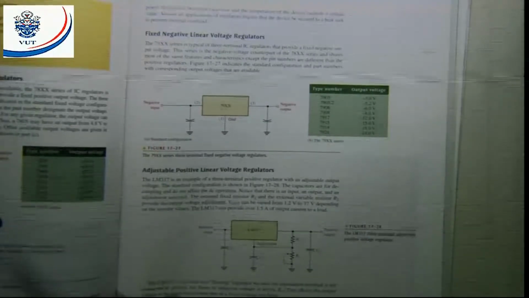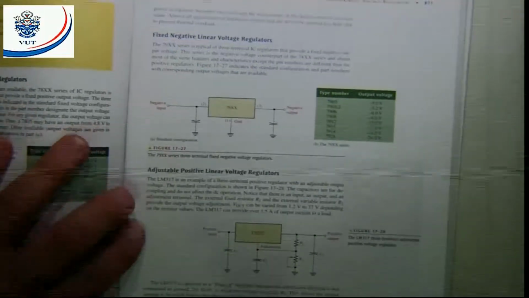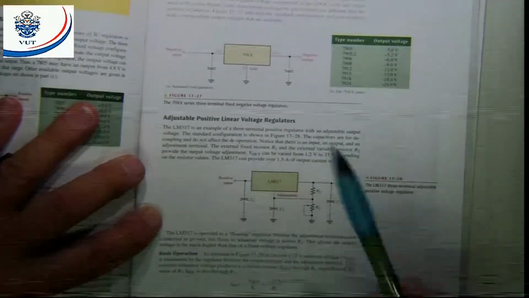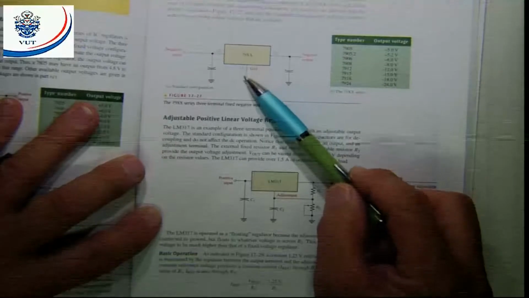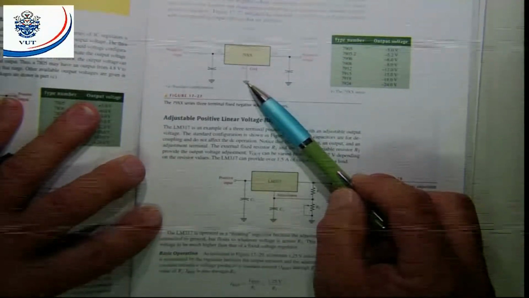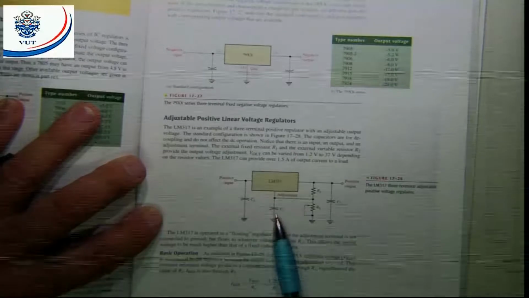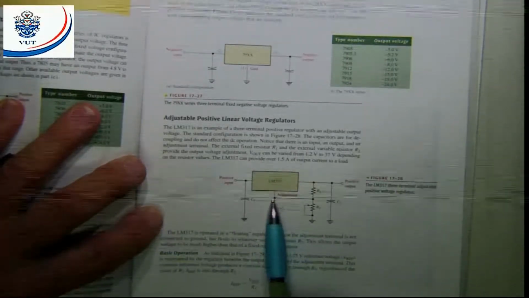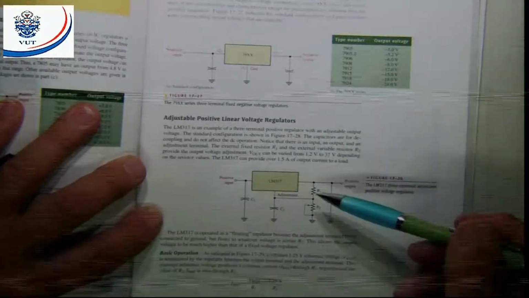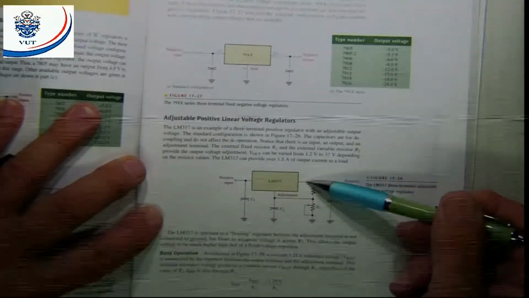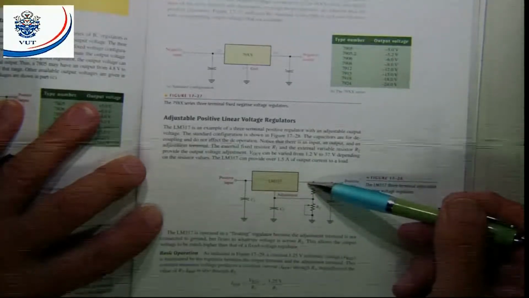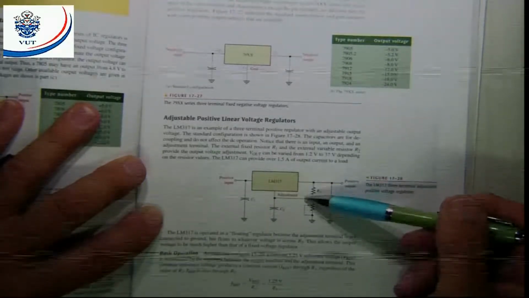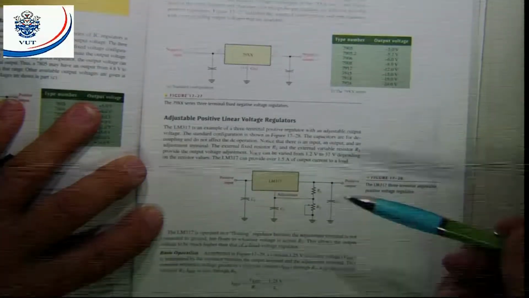Then we've got adjustable positive linear voltage regulators. Their outputs can be adjusted. If you look at the first ones there, that must be connected to ground. These adjustable regulators, that is not going to be connected to ground. The adjustment terminal. One very important thing, the reference voltage, in the case of the LM317, is 1.25 volts. It's a standard value, 1.25 volts.